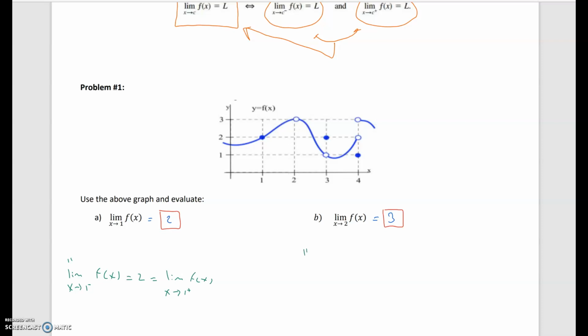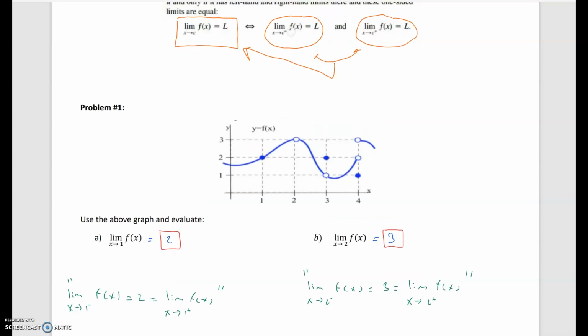So let me write it out. This is the limit as x approaches 2 from the negative side of f of x is equal to 3, which is equal to the limit as x approaches 2 from the positive side of f of x. If they wanted a justification, we're basically saying that the limit on the left and on the right, or coming from the negatives and the positives, happens to agree on a y value.